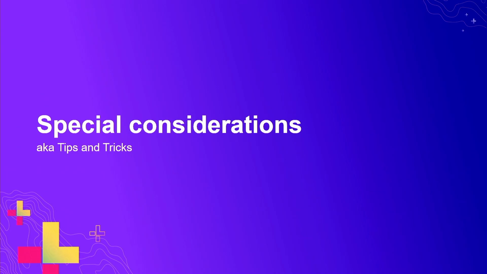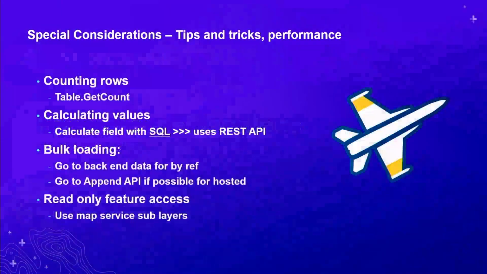This is the final section on special considerations for working with feature services, otherwise known as tips and tricks. Feature services in Pro can be slower than working directly with the geodatabase in certain cases, and we're constantly working on improvements to try to close this gap. This slide is mostly tips for getting better performance from your feature services.